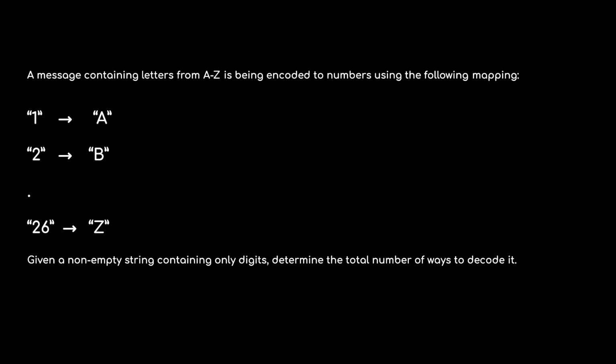So the question says that we are given a message containing letters from A to Z, and it has been encoded to numbers using the following mapping. 1 maps to A, 2 maps to B, and so on until we reach 26, which maps to Z. So we are being given a non-empty string containing only digits, and we have to determine the total number of ways to decode it. So let's take an example.